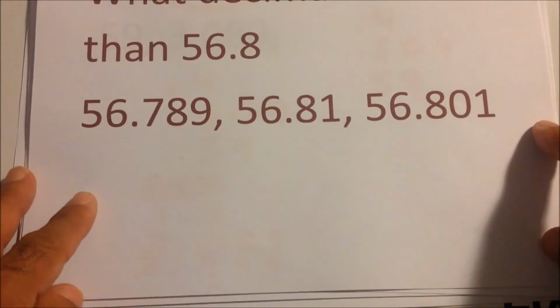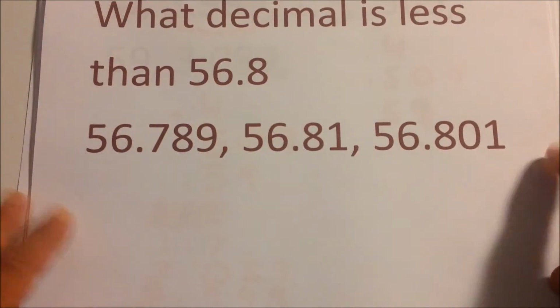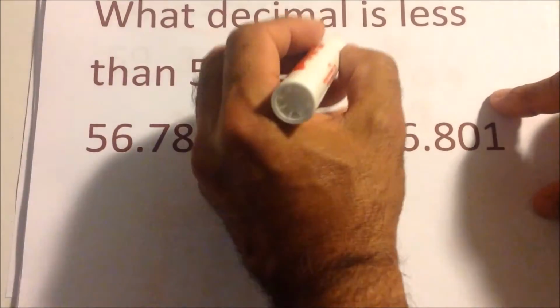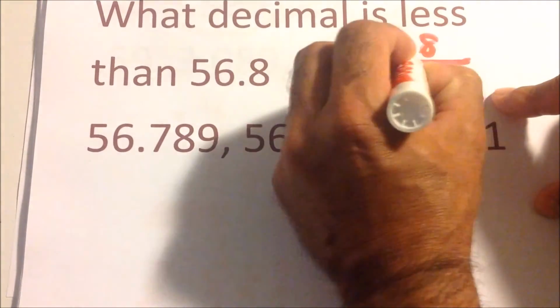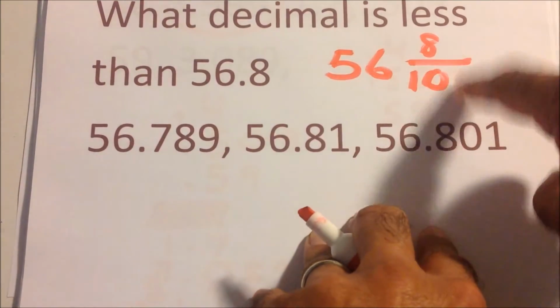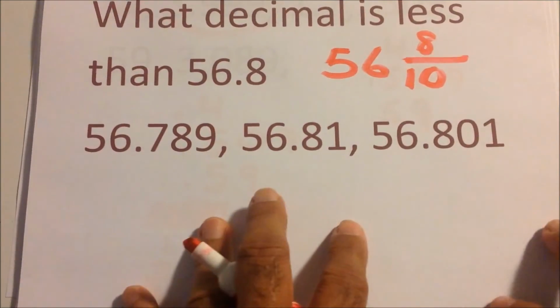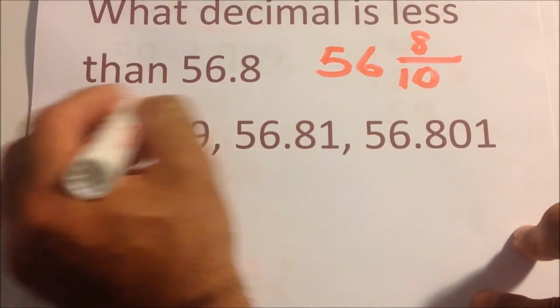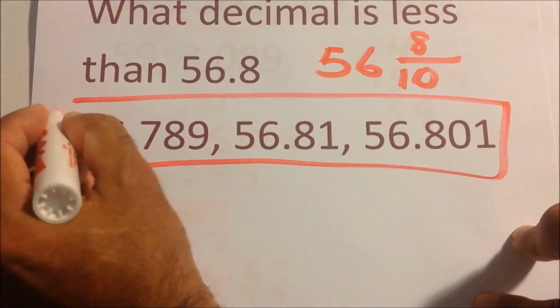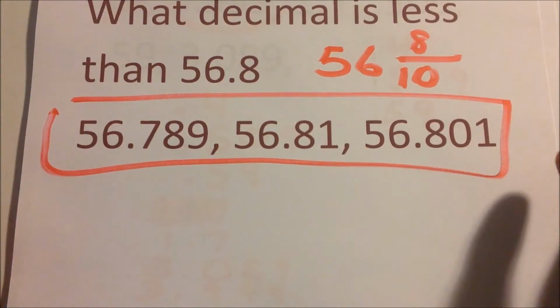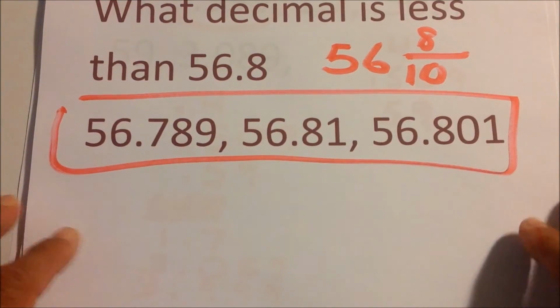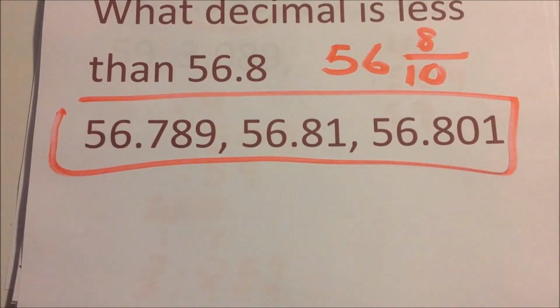Let's do one more problem. What decimal is less than 56.8? Just to review, remember 56.8 is also this, right? And we can reduce that. But what decimal out of these three is less than 56.8? And you can annex if you want to. And what does annex mean? Adding zeros. Good.